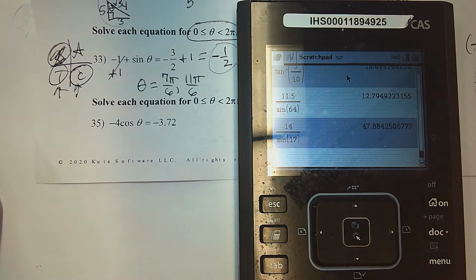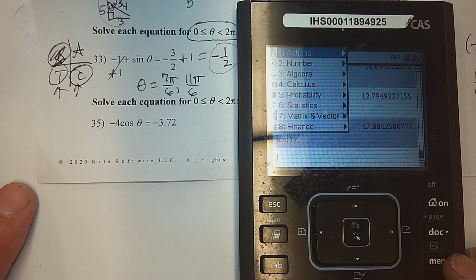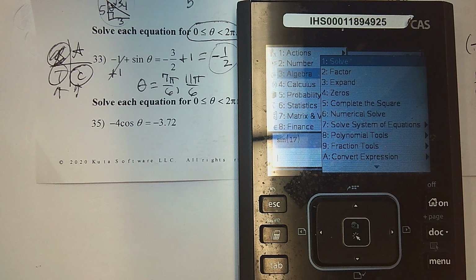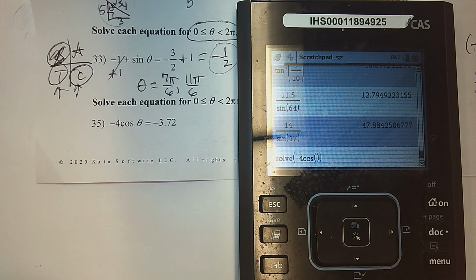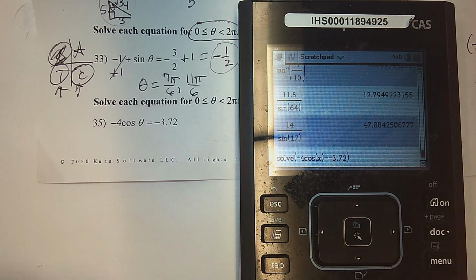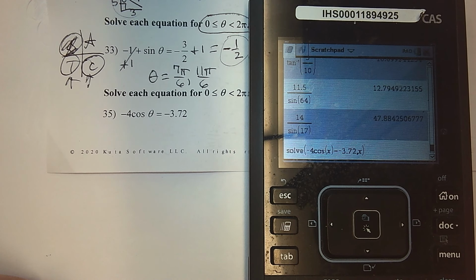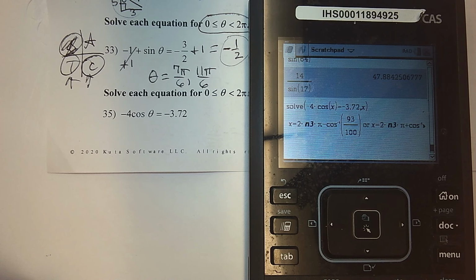Now the next thing I'm going to do is press menu, and then algebra, and then solve, and I'm going to type it in. So it's -4 cosine. You can use theta. I'm going to just use x as my unknown instead of theta, and then equals -3.72. And then I'm going to go comma x. Now, if I just did that, I get an answer that looks so awful. It says general answer with n's in it and weird. It doesn't give me a nice answer. That's because there's an infinite number of answers it could give me.